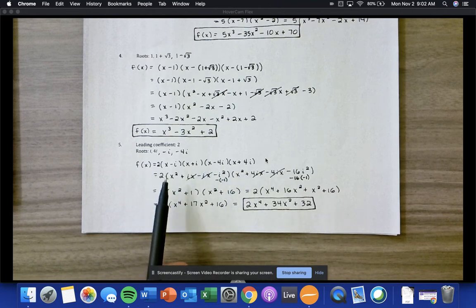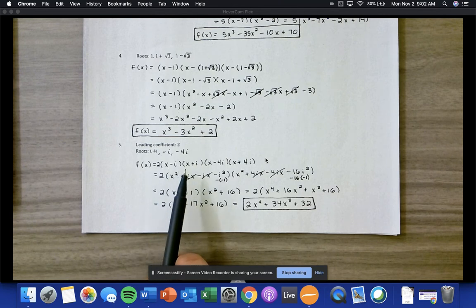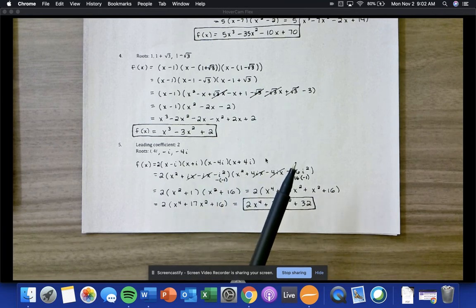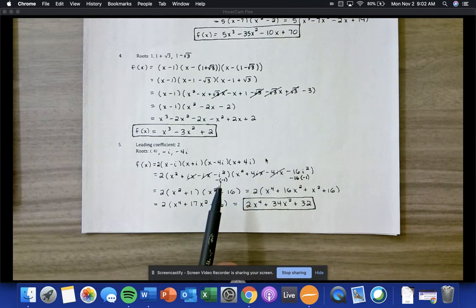Right? We can FOIL this: x minus i times x plus i, and it cleans up pretty nicely. And we can also FOIL this: x minus 4i and x plus 4i, and it also cleans up nicely. Remember, when we have i squared, i is just the square root of negative 1. So if we have i squared, we just have negative 1. All right, so we can clean it up a little bit more, and you end up getting 2x to the 4th plus 34x squared plus 32.